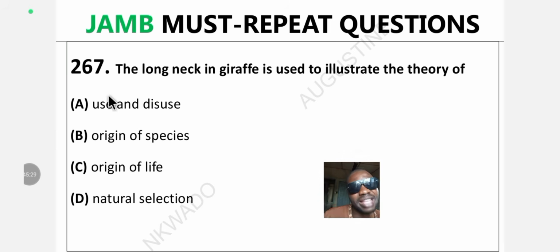JAMB must-repeat question 267. The long neck in giraffe is used to illustrate the theory of what? I told you that if JAMB wants to set questions, they will set with examples. I gave you all the examples, both real-life ones and the ones inside the textbook. A. Use and disuse. B. Origin of species. C. Origin of life. D. Natural selection. What's the answer? Supply that answer in the comment section, because this is obviously a free mark for you in the JAMB that you want to take.